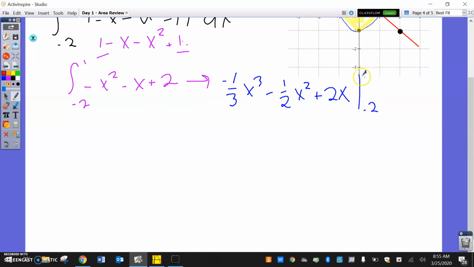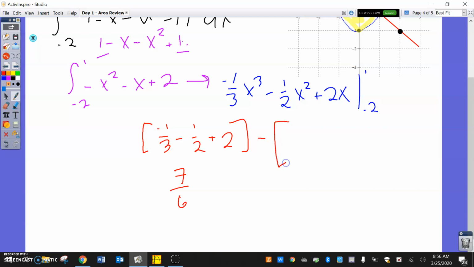So when I plug in 1 to any power, so 1 cubed and 1 squared, those are just going to be 1. So this is going to work out to be negative 1/3 minus 1/2 times 1, so just minus 1/2, plus 2 times 1. Okay, I'm going to figure out what this is. The common denominator is going to be 6. So this is going to be negative 2/6 minus 3/6, which is negative 5/6. And then plus 2, which is 12/6. So negative 5/6 plus 12/6 is going to give me 7/6.